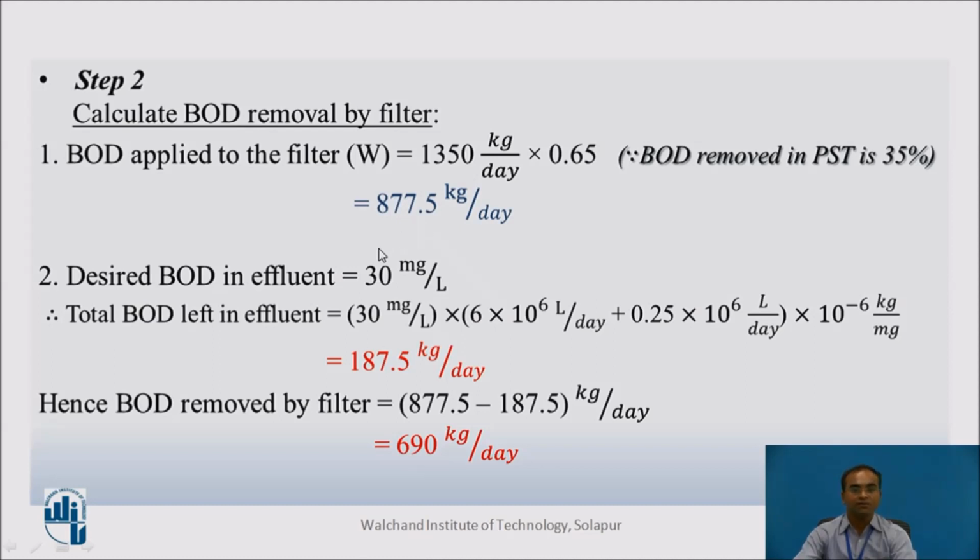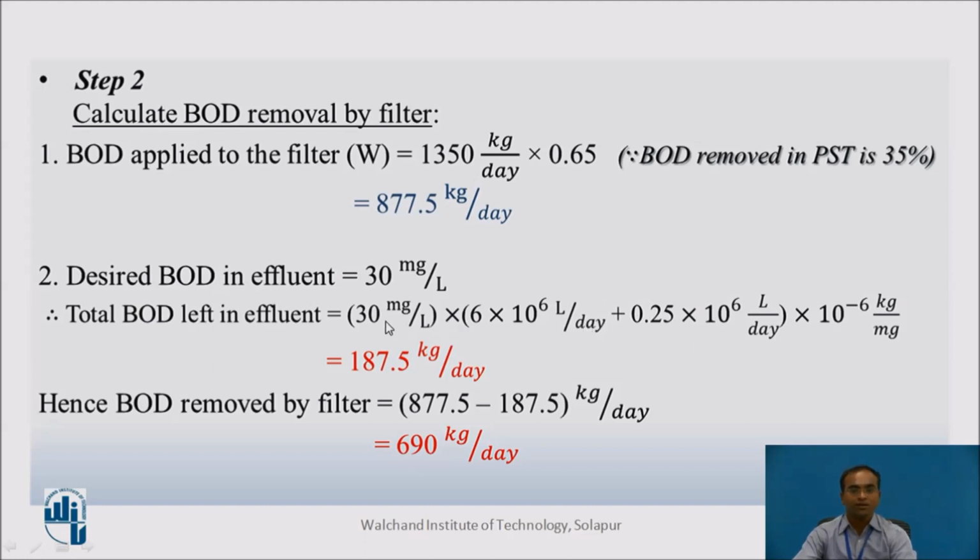As we have been given the desired BOD in the effluent, that is the water after the treatment, it must have 30 mg per liter of BOD. So the total BOD left in the effluent will be 30 mg per liter multiplied by 6 into 10 raised to 6 liters per day plus 0.25 into 10 raised to 6 liters per day. What is this? This is the total discharge coming into the water.